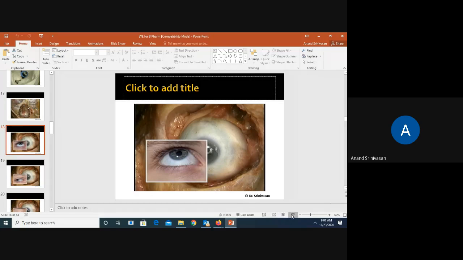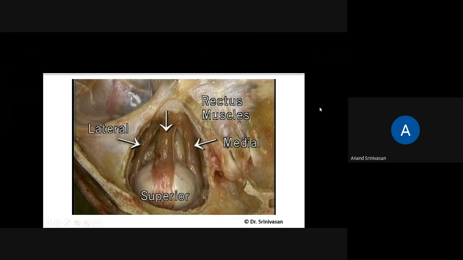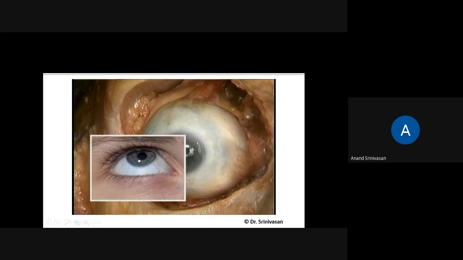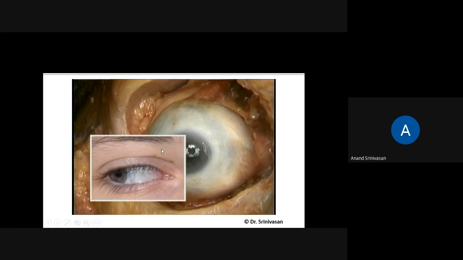Yes, I was looking for this one. This is the superior rectus. What happens if the superior rectus contracts? The person looks up. Now the person is looking laterally. Which muscle is contracting? The lateral rectus.